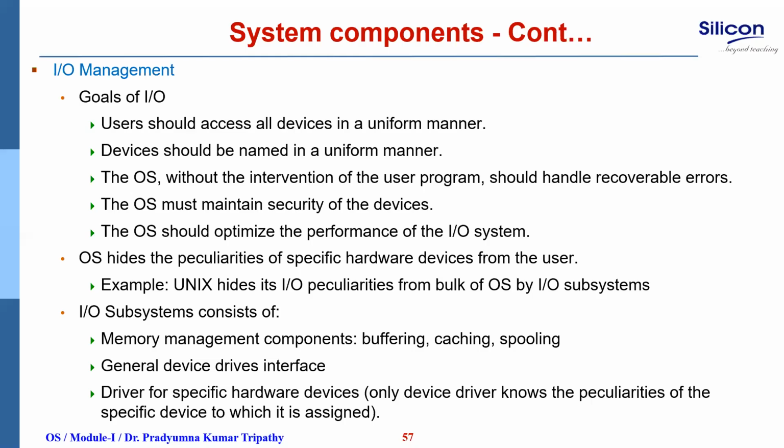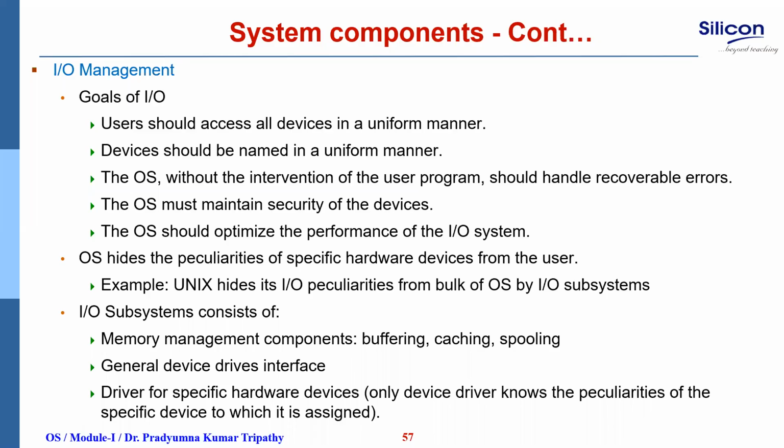So what does the operating system do in return? The operating system hides the peculiarities of specific hardware devices from the user. Every device is peculiar, is unique, but the user should not know that accessing this keyboard or accessing this drive is different. I must just click somewhere and I must get it. So Unix hides its IO peculiarities from the bulk of the operating system by an IO subsystem. In some operating systems like Unix, they have an IO subsystem which handles the IO.